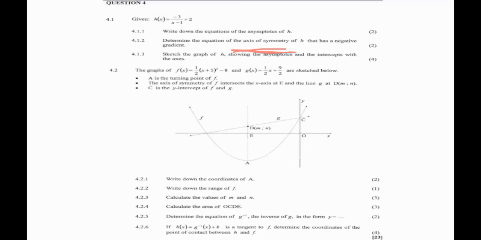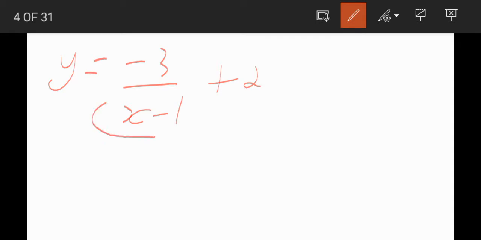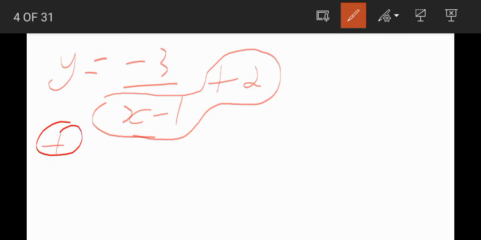How do you determine the one that has a negative gradient? So let's come here. I have my equation like this, and whenever you are determining the equation of the axis of symmetry, it's just a matter of taking the numerator here and adding it with the q there, right? Like that. So if they said for the positive, you just take y is equal to x minus 1 plus 2. Then you'd have negative 1 plus 2 is 1.